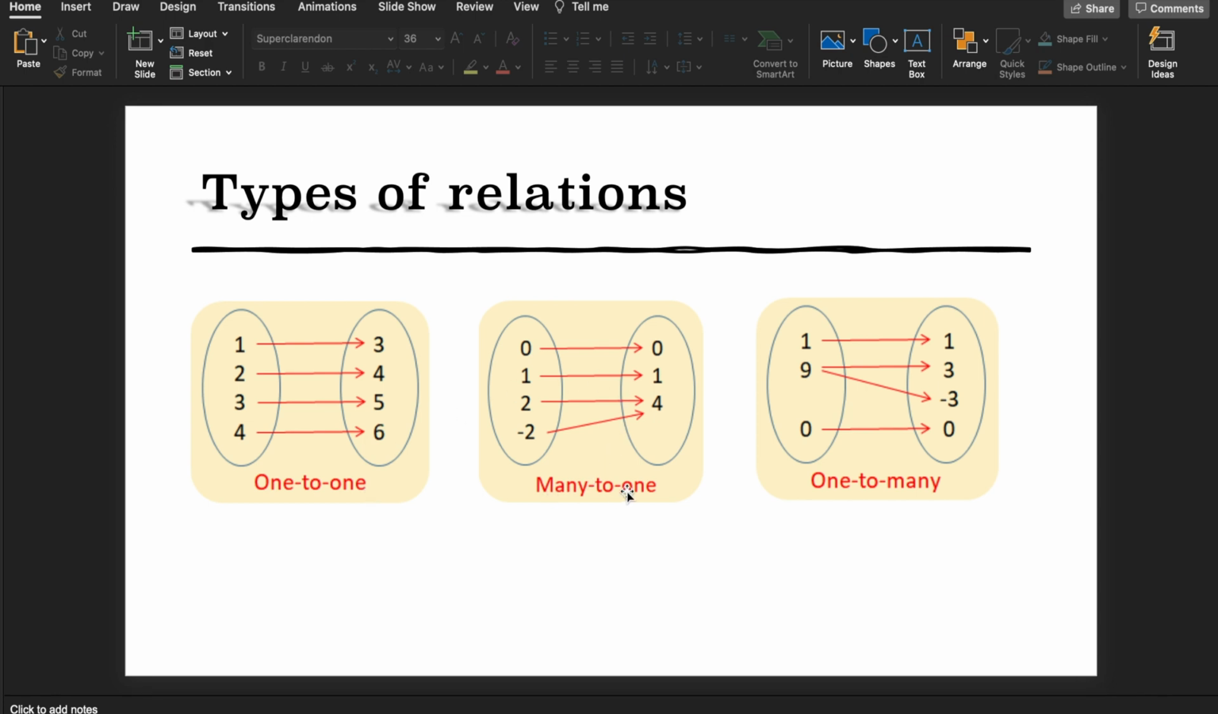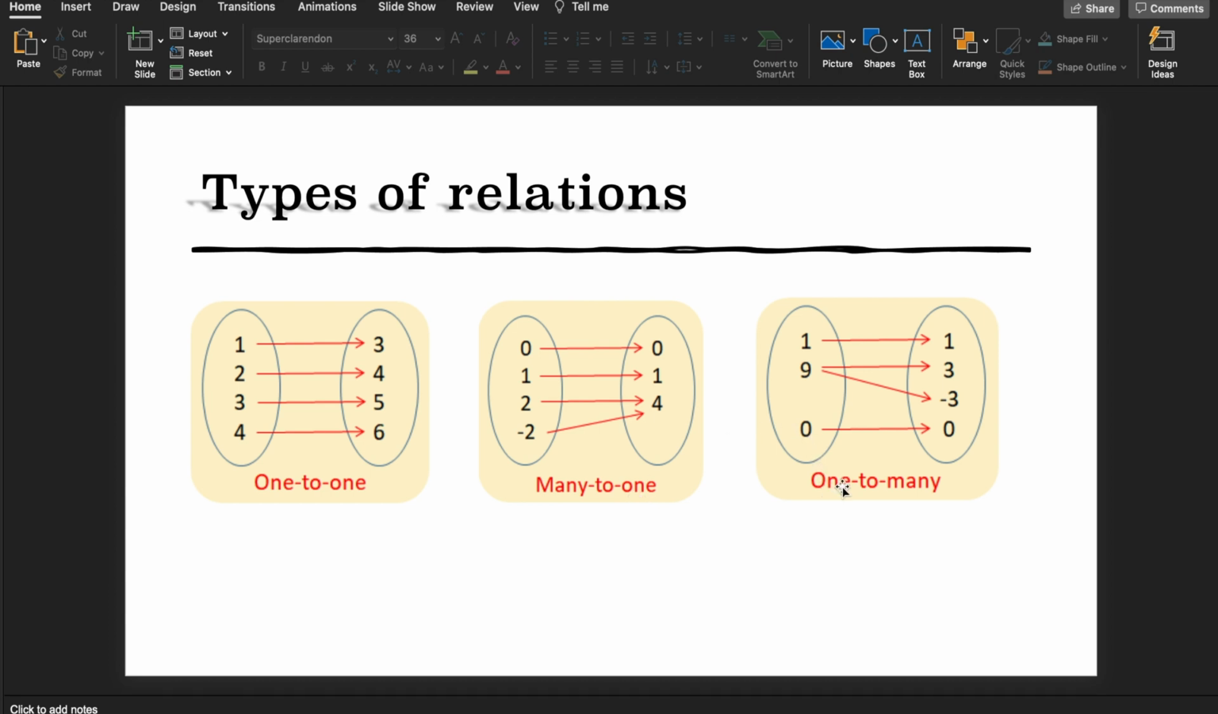The second one is a many-to-one, meaning many values of x can map to a single value of y. This would be a function because it's a many-to-one, meaning that two different values of x map to one value of y. Here we could take y = x², meaning if you put x as 1 or minus 1, the answer would be the same. So this would be a many-to-one function.